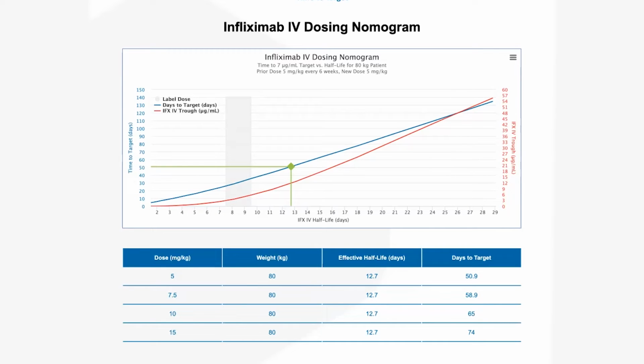For example, if we went to a 10 milligram per kilogram dose, we'd get a much longer dosing interval for that patient. Even staying at 5 milligrams per kilogram, we could go to a longer dosing interval and maintain that patient at an appropriate trough level. So the patient would be able to have less frequent visits to get drug.